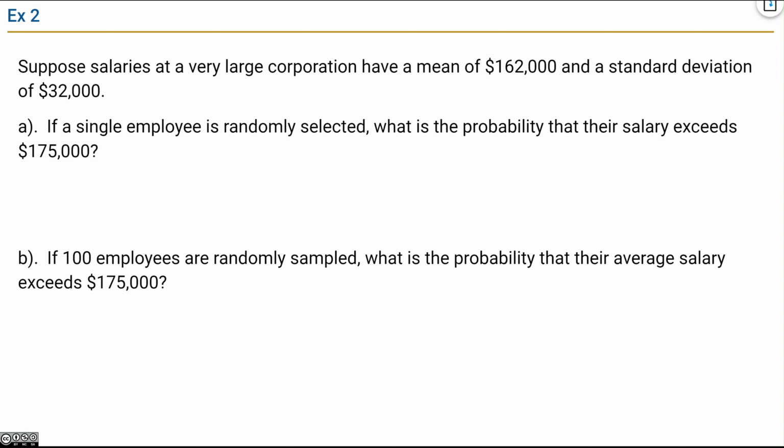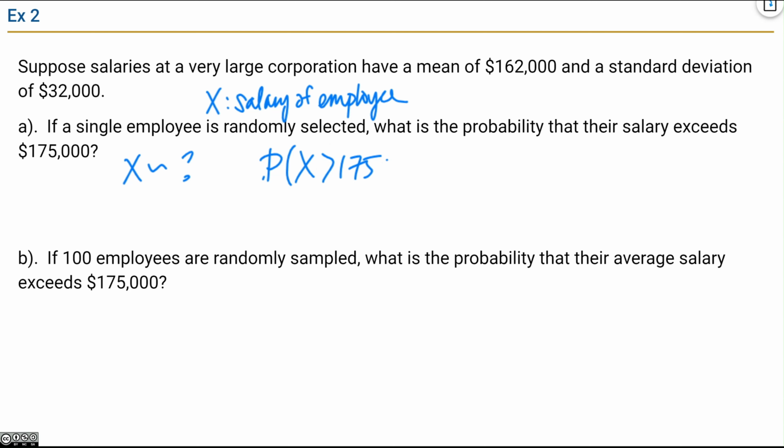All right, so part A, again, to think about what you need to calculate a probability, I need to know how X is distributed. Let X be the salary of a random employee. X is distributed how? I don't know. So to say what's the probability that X is greater than 175,000, I don't know. Not enough info, because I don't know the probability density function.